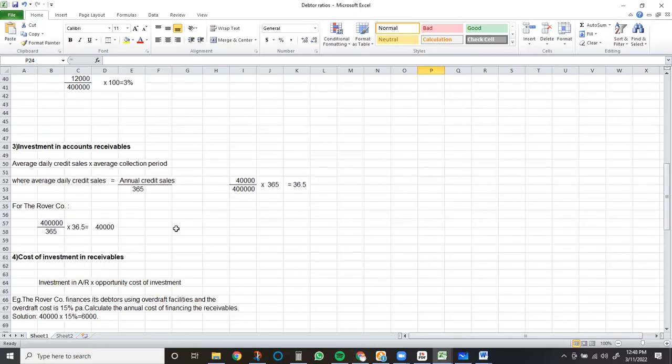And then investment in accounts receivables. Now, this represents at any point the amount of receivables balance that the company has. It's trade receivables that you normally see on the balance sheet. Now, that's not difficult to find, okay? Average daily credit sales by the daily collection period. This is the investment in receivables.